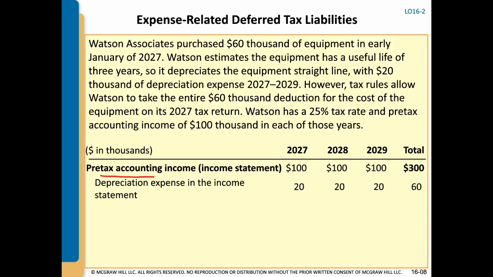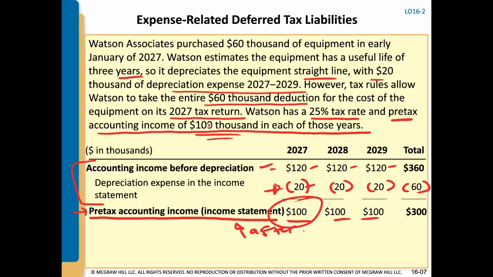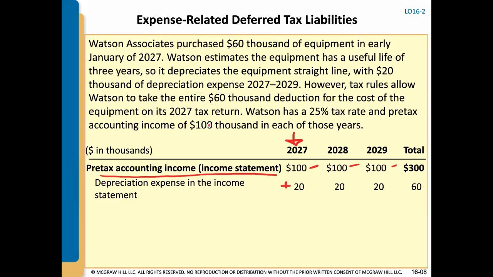Okay, so now we're going to start with the pre-tax accounting income. That's how we always start to calculate our taxable income. We always start with a pre-tax book income or accounting income, okay? And let's just focus on 2027 right now. We're going to add back the depreciation expense that was taken for financial reporting purposes, right? So we started with 120, we reduced it by 20 to get to 100. So we're going to reverse that 20. We're going to add back that 20,000.